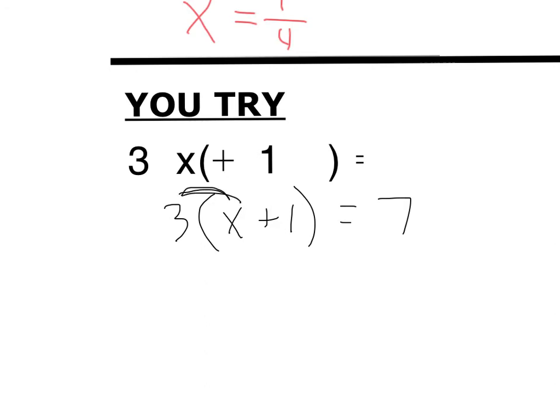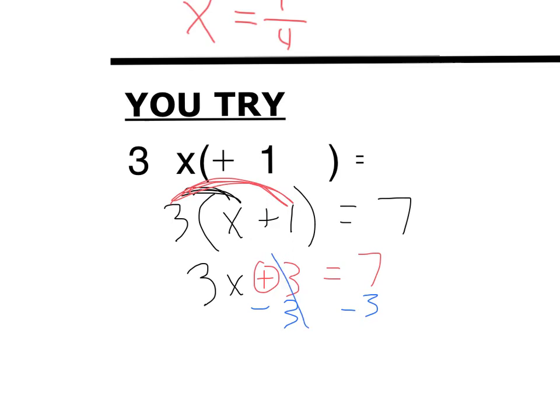Okay, so we'll take 3 times x, which of course gives us 3x. And then 3 times 1 gives us a positive 3. Alright, so let's go ahead and solve this out. We know that our next step in solving equations is undoing addition with subtraction. So we're going to undo this addition with subtraction. Subtract 3 on both sides. Those 3's cancel out. And then we of course have 3x equals 4.